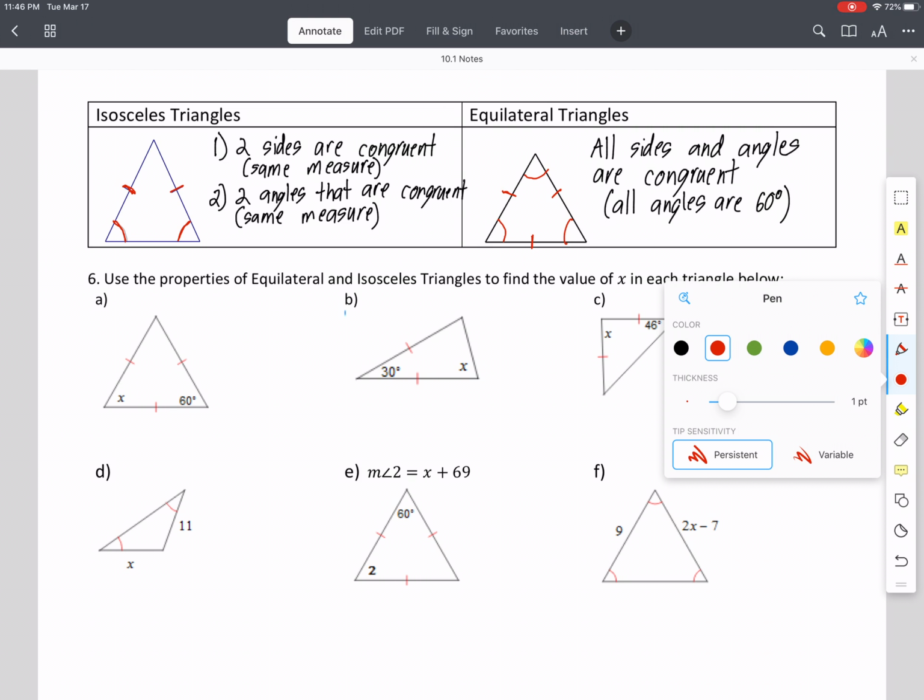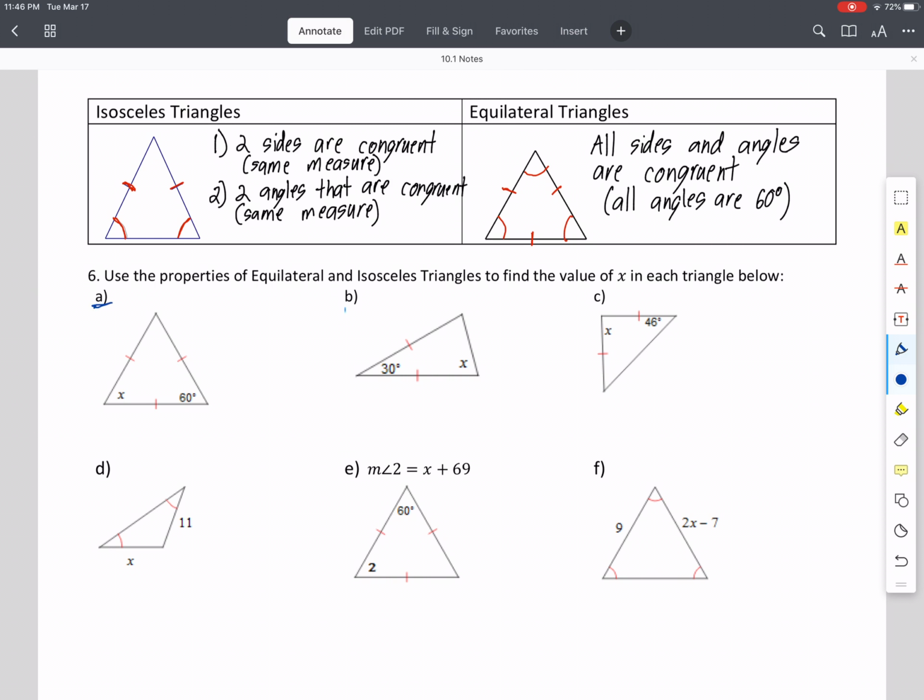Okay, so now knowing that information, let's go ahead and try to apply these to a few problems. So if we look at A, we see that there's 1 line, 2 lines, 3 lines. So those are all denoting that those 3 sides are congruent. And we previously learned that if all the sides are congruent, then it's equilateral. So this is an equilateral triangle. And in an equilateral triangle, all angles are 60 degrees. So we see here that this is 60, so that means x must be 60 degrees as well.